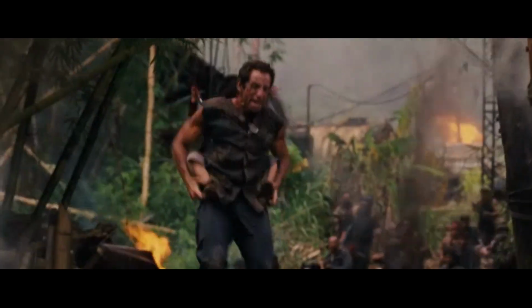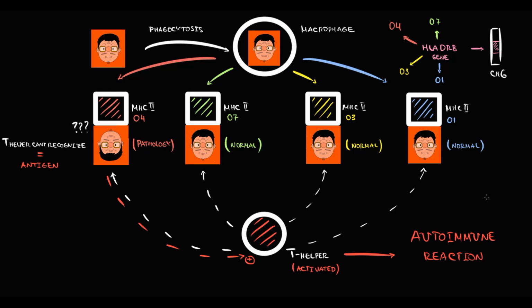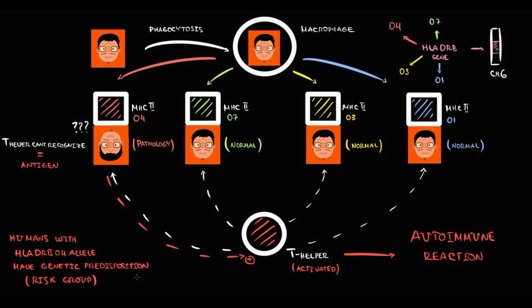So in this case, we can say that a person with the HLA-DRB4 allele has a genetic predisposition to an autoimmune disorder, which is related exactly to this substance. So such a person will be in a risk group for autoimmune disorder.